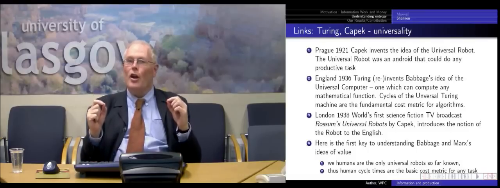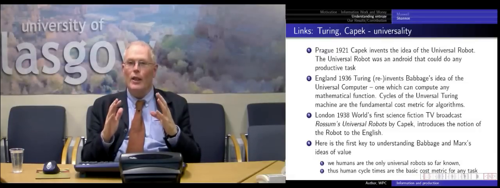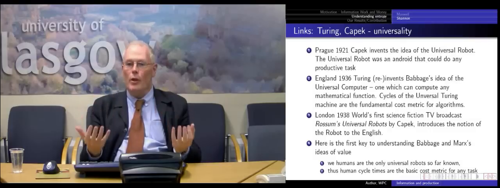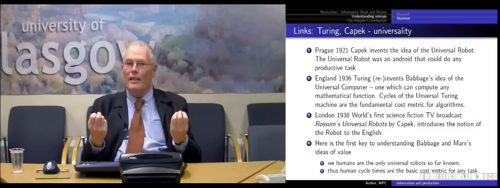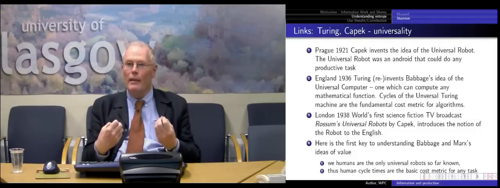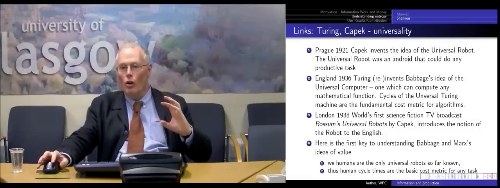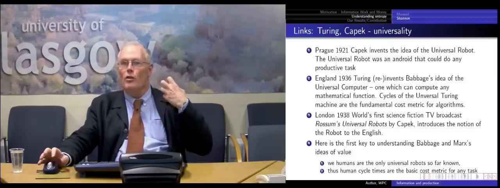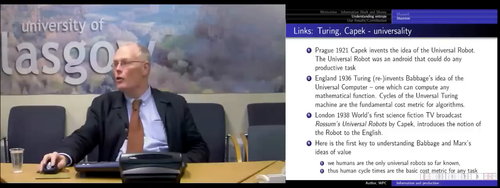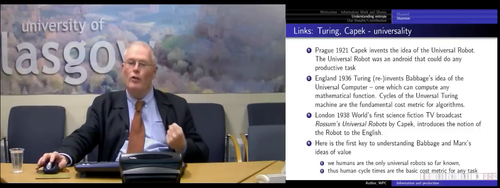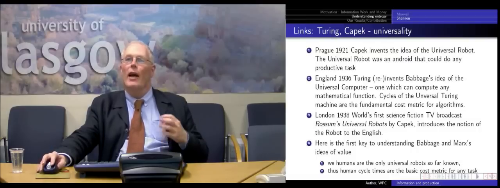Human beings are the only universal robots so far known. We're the only entities we know of that can do any labouring task once they've been trained. And because of this, it's human time that remains the basic metric cost of any task. Because the Turing machine is universal, time on the Turing machine counts as the universal measure of computational cost. Because we are universal robots, because we're universal workers, our time counts as the basic metric for any productive task.